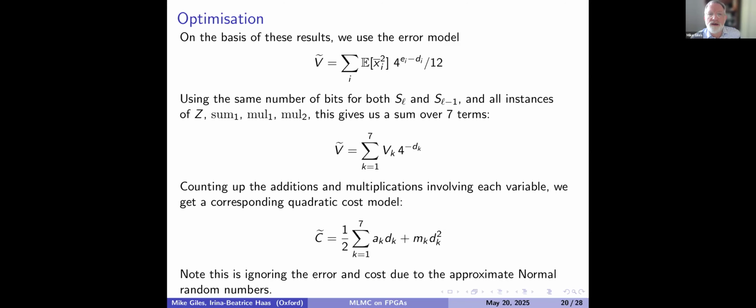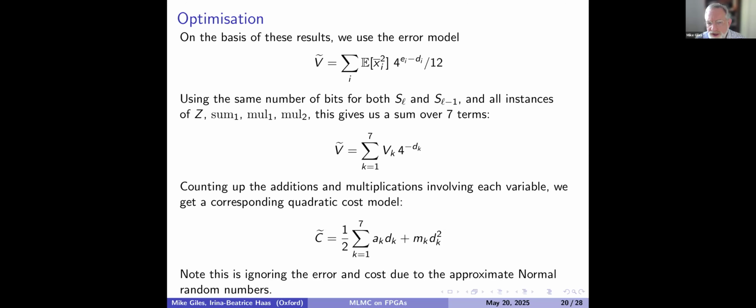Okay, so on the basis of that, then, we have this error model for V tilde, the variance of the difference between CPU and FPGA. We're going to use the same number of bits for the path at all stages in its evolution, and for all instances of these other variables at each time step in the simulation. And so that ends up giving us the sum over 7 terms. There are 7 different variables for which we are optimizing their widths.